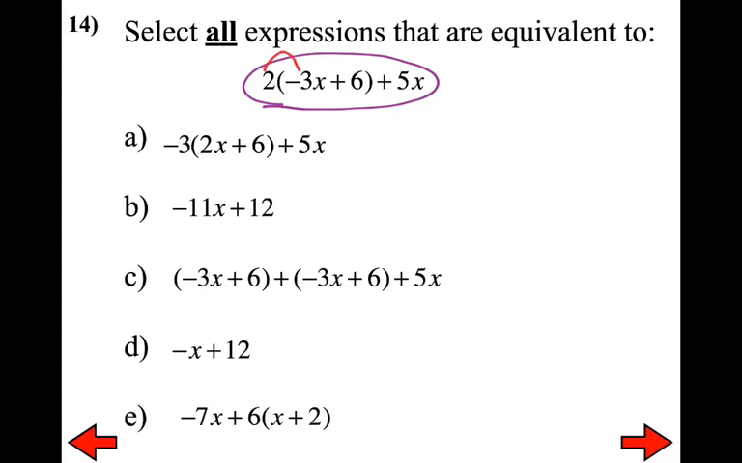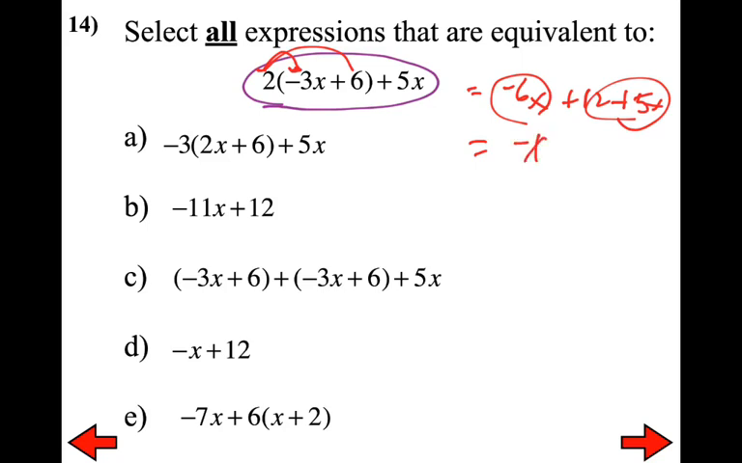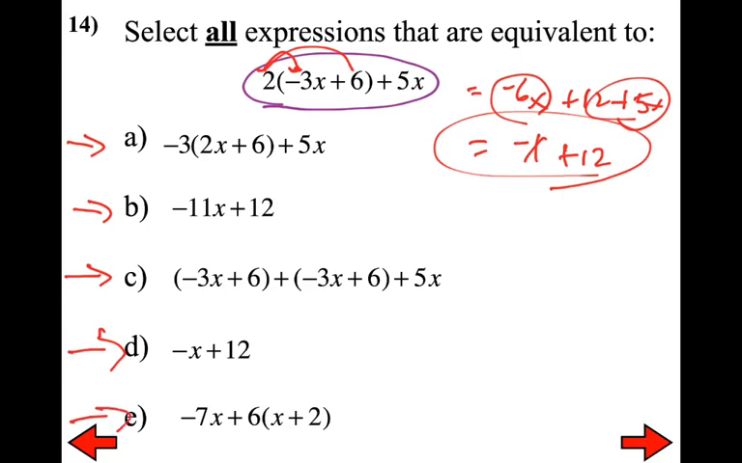So let's do that. So we have negative 6x plus 12, and then plus 5x. And then we can combine like terms right there. So we have negative x, or negative 1x plus 12. So any other expression from these 5 right here that also simplify to negative x plus 12, they are also equivalent to that original one. So that's what I was saying just a second ago. You actually have to check some of them.